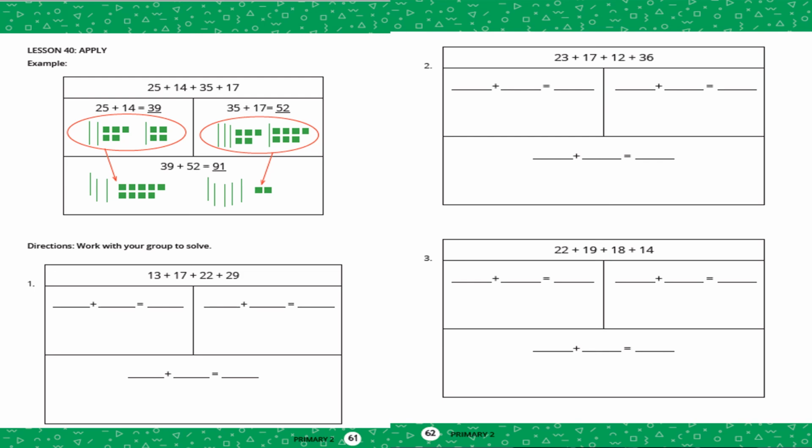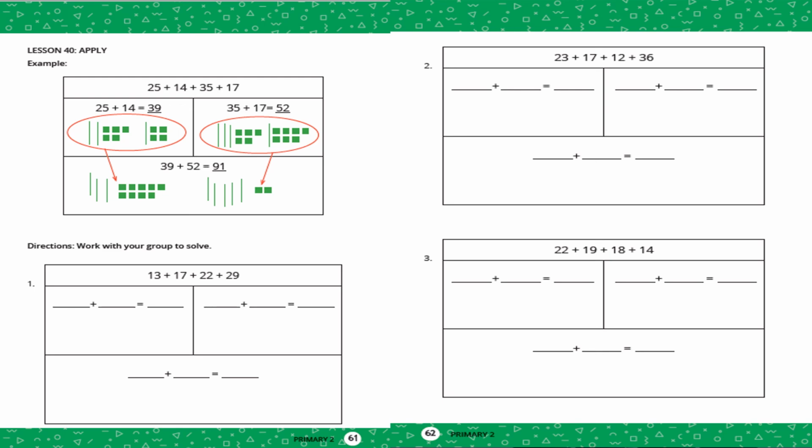Then we will put 35 plus 17 and find the sum. So 35 plus 17 equals 52. And finally, we will put the results together. So we will put 39 plus 52 equals 91. Let's go to number 2. 13 plus 17 plus 22 plus 29.